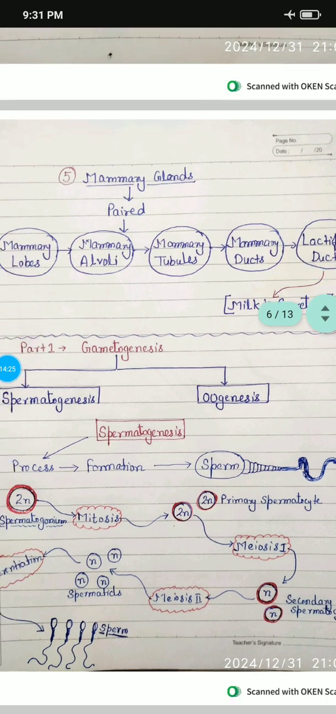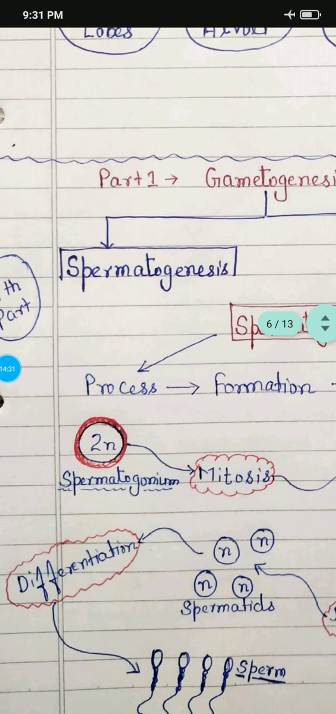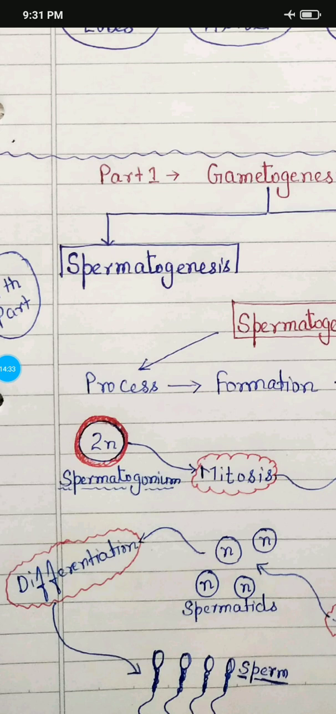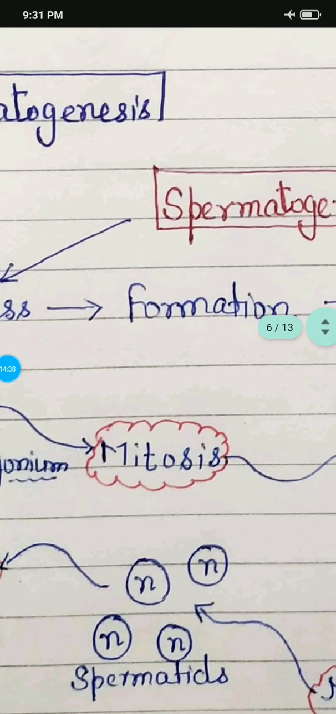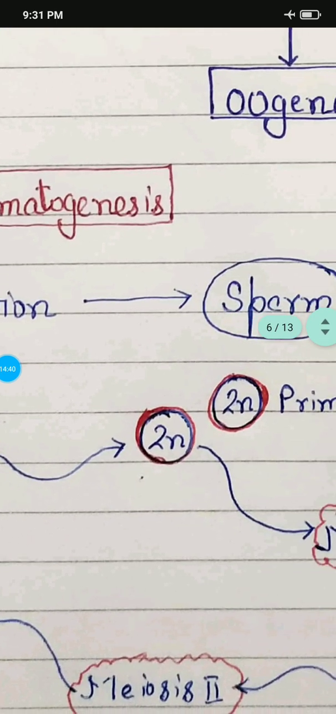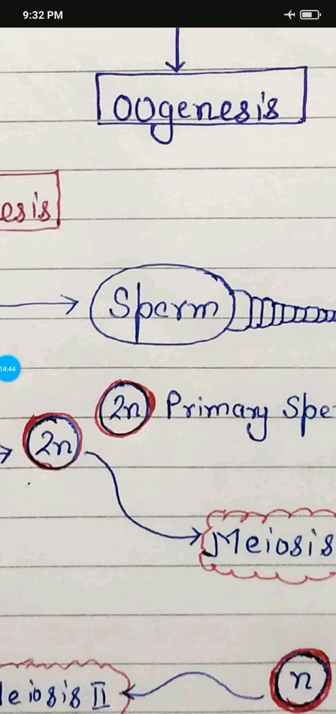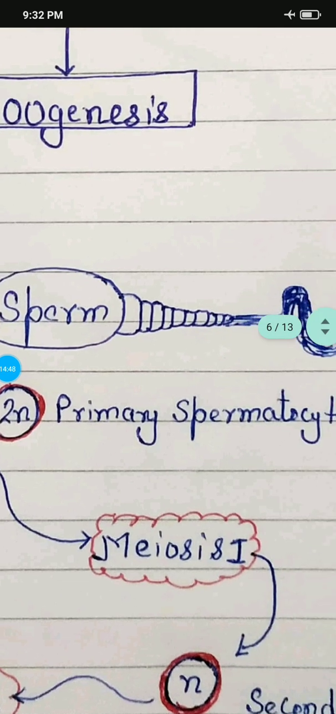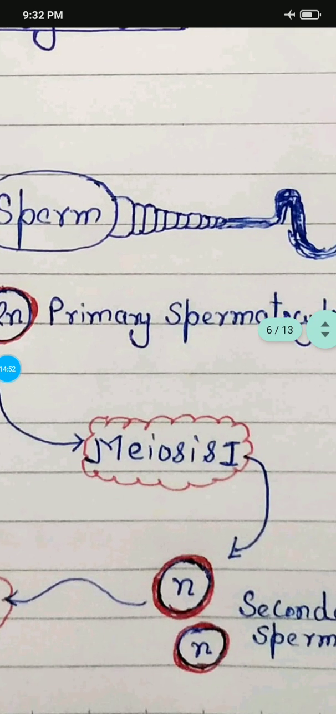That's why it is called spermatogenesis. How is it formed? I will tell you clearly with the help of an example. Firstly, the mother cell, spermatogonia, which is diploid in structure, undergoes mitosis. When it undergoes mitosis, it creates two cells. Mitosis increases the population. These two cells are called primary spermatocytes, which further undergo meiosis 1.